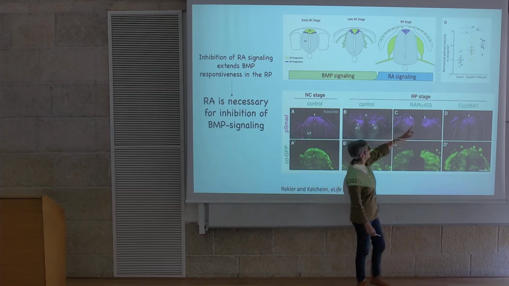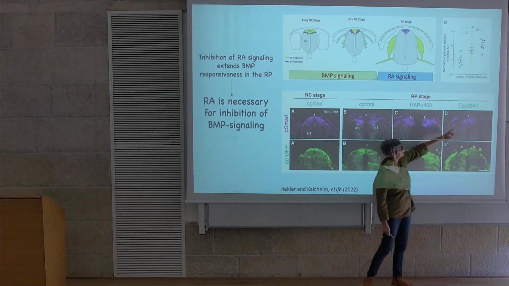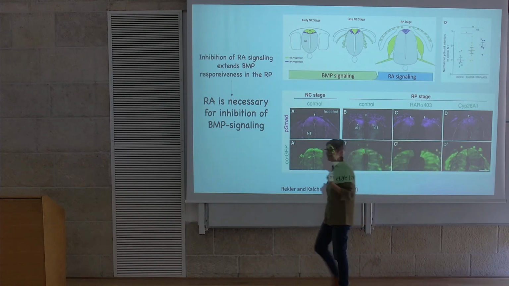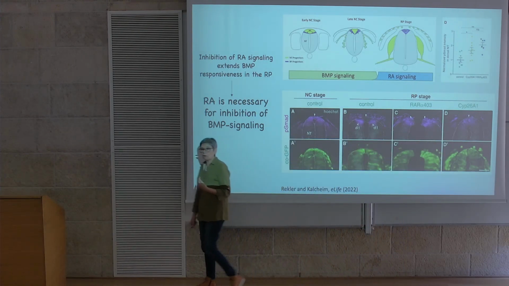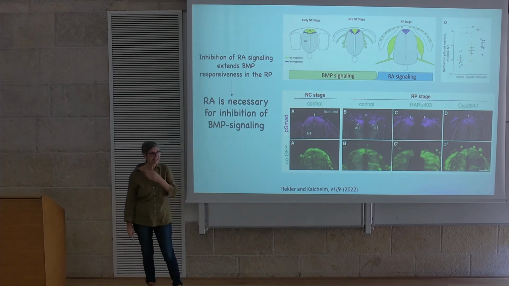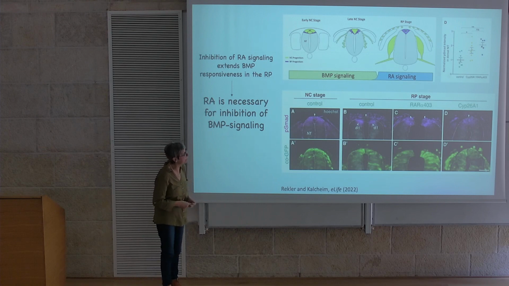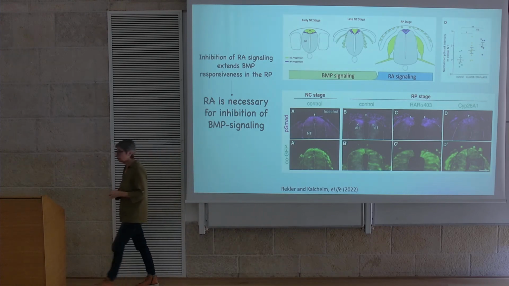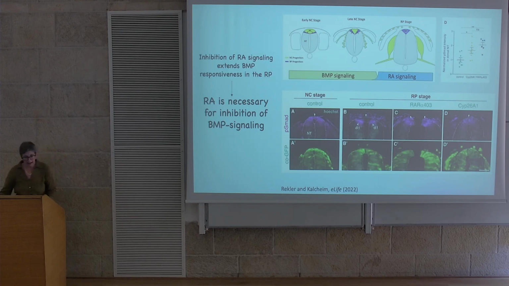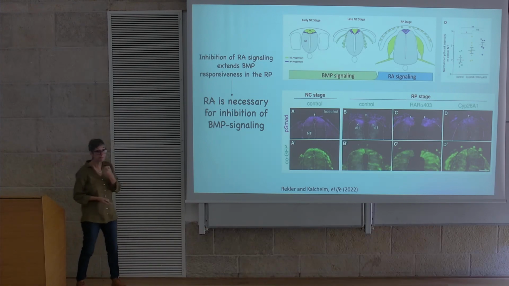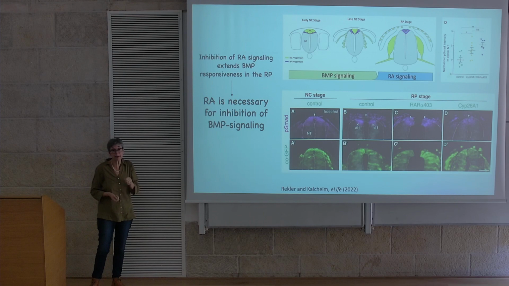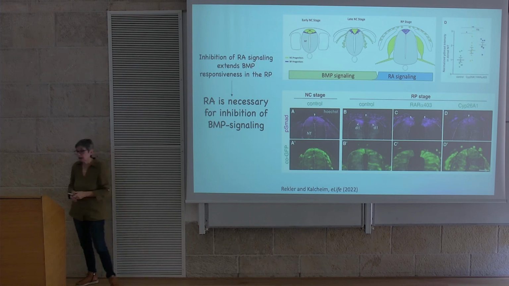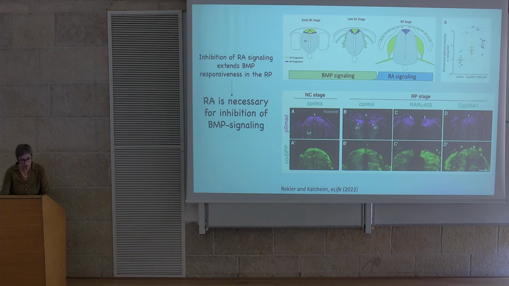But if we inhibit, either with dominant negative retinoic acid receptor or with CYP, we extend the period of BMP activity, namely the cells continue to be responsive to BMP. Basically, we can say that retinoic acid activity is necessary, okay, because it's a loss of function experiment, necessary for the timing of inhibition of BMP activity in the dorsal neural tube.